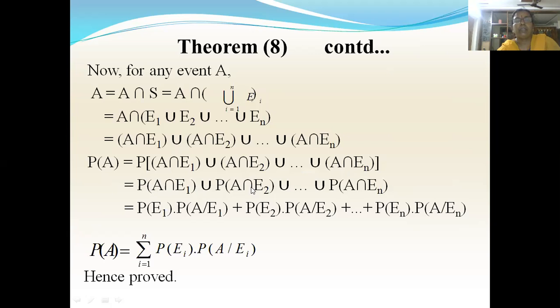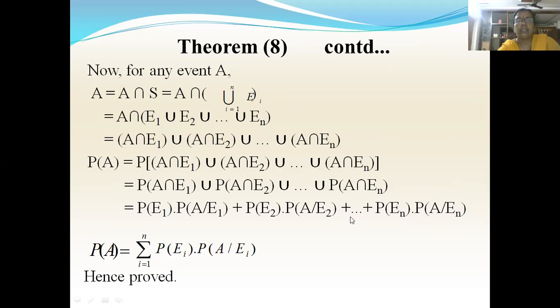So taking probabilities inside, we'll get P(A ∩ E1) ∪ P(A ∩ E2) ∪ ... P(A ∩ En). Now we are using the multiplication theorem. What is the multiplication theorem? P(A ∩ B) = P(B) × P(A|B). So the same formula I'm using here: P(A ∩ E1) = P(E1) × P(A|E1) + P(E2) × P(A|E2) + so on + P(En) × P(A|En).